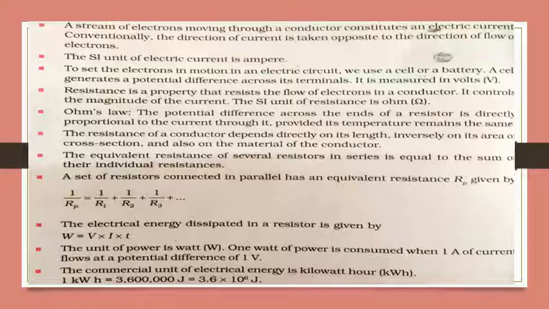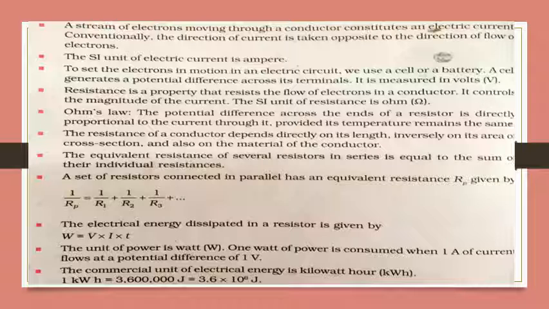Dear students, this is the summary of the lesson. Ohm's law: the potential difference across the ends of a resistor is directly proportional to the current through it, provided its temperature remains the same. The resistance of a conductor depends directly on its length, inversely on its area of cross section, and also on the material of the conductor. The equivalent resistance of several resistors in series is equal to the sum of their individual resistances, and a set of resistors connected in parallel has an equivalent resistance Rp given by 1/Rp = 1/R1 + 1/R2 + 1/R3 and so on.